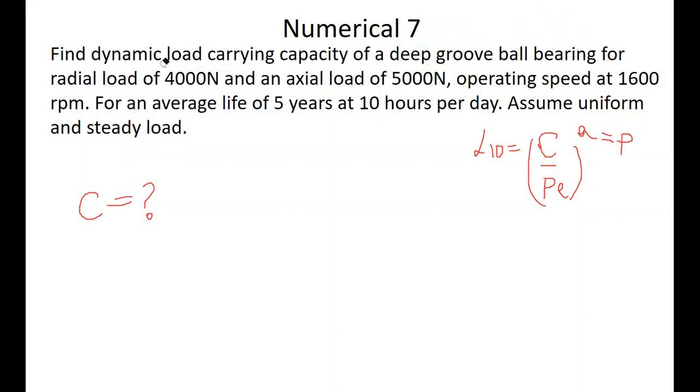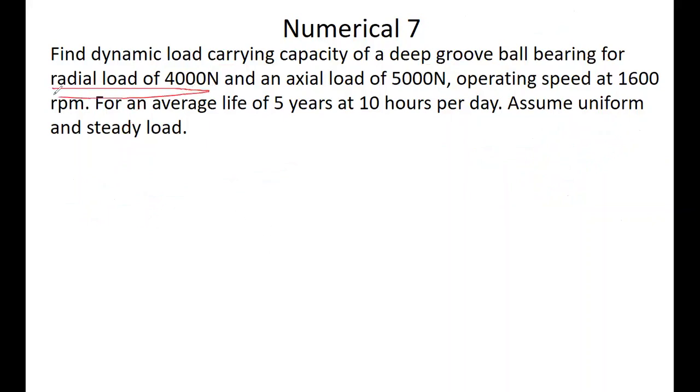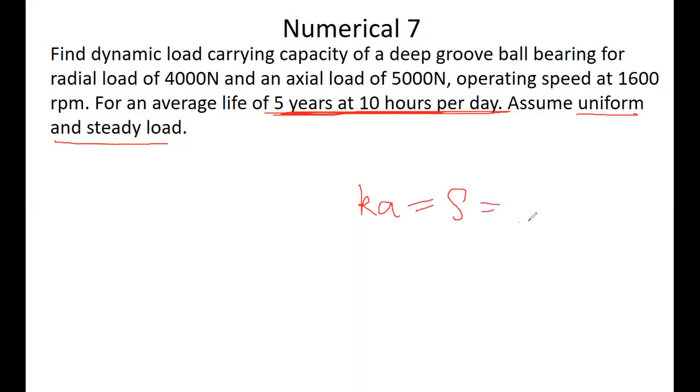Moving ahead, let's read what else is given. Radial load of 4,000 Newton is given, so FR is 4,000 Newton. Axial load, sometimes also called thrust load, FA is given as 5,000. Operating at 1600 RPM, small n, so RPM is given as 1600. For an average life of 5 years at 10 hours per day, assume uniform and steady load. So see guys, the application factor KA or service factor S, whatever you say, its value you have to assume on the basis of uniform and steady load.